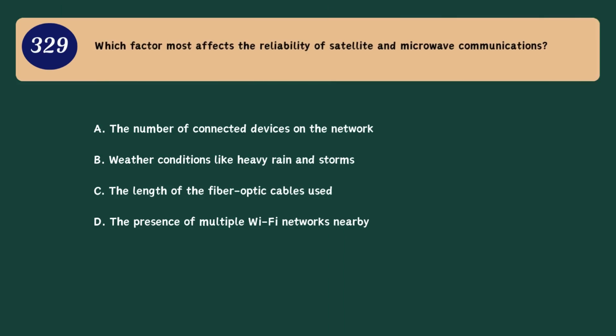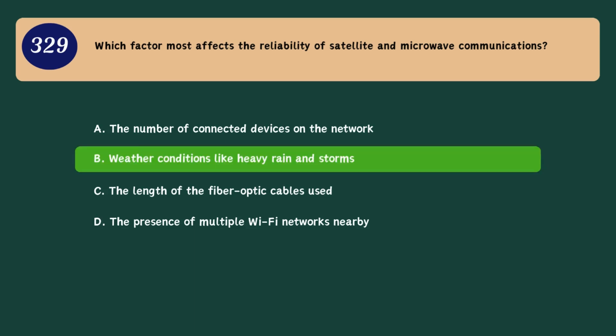Question 329. Which factor most affects the reliability of satellite and microwave communications? A. The number of connected devices on the network. B. Weather conditions like heavy rain and storms. C. The length of the fiber optic cables used. D. The presence of multiple Wi-Fi networks nearby.